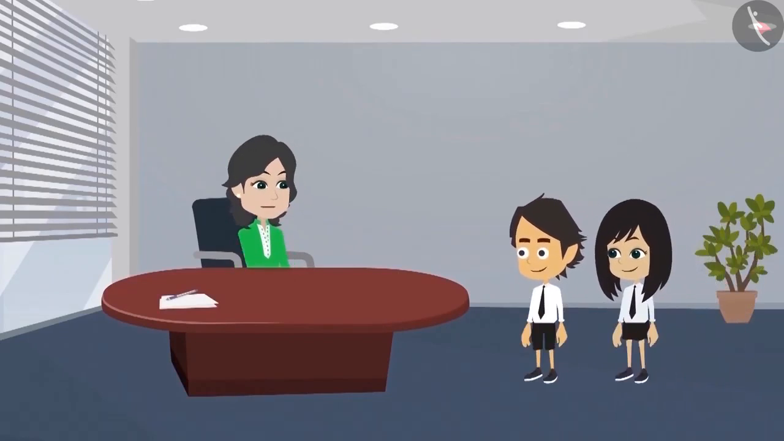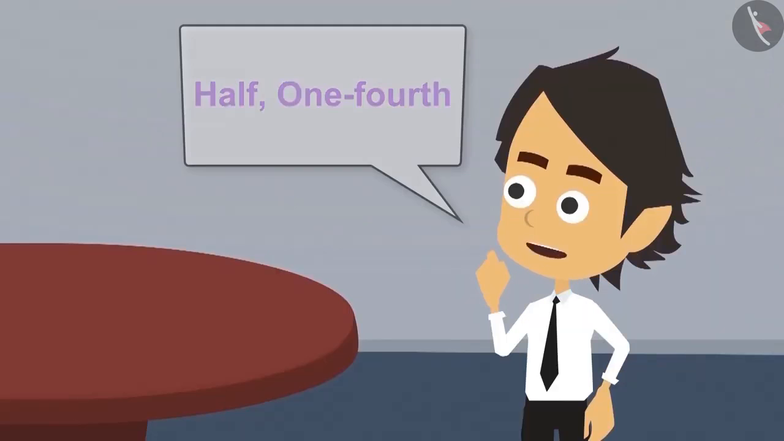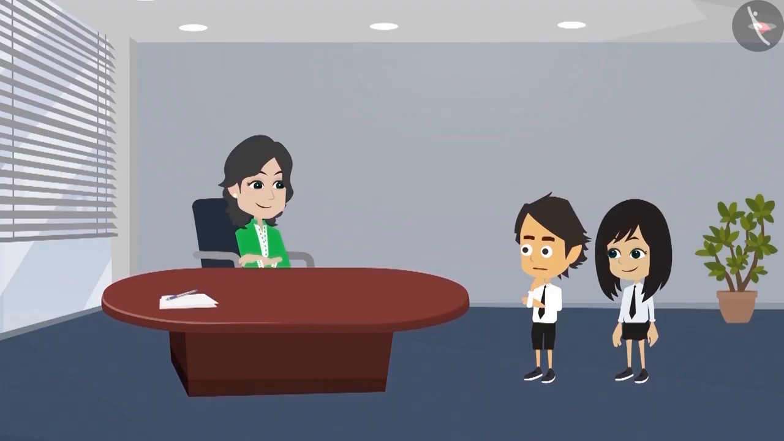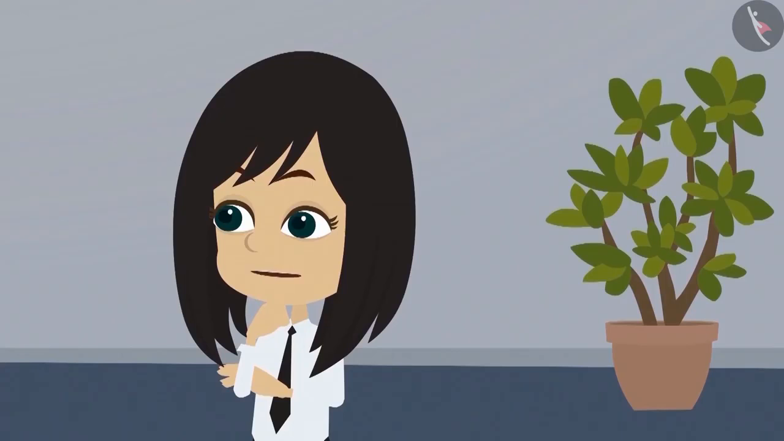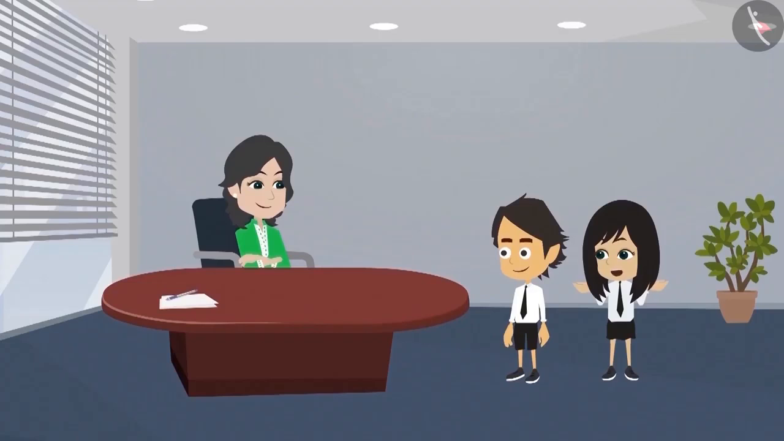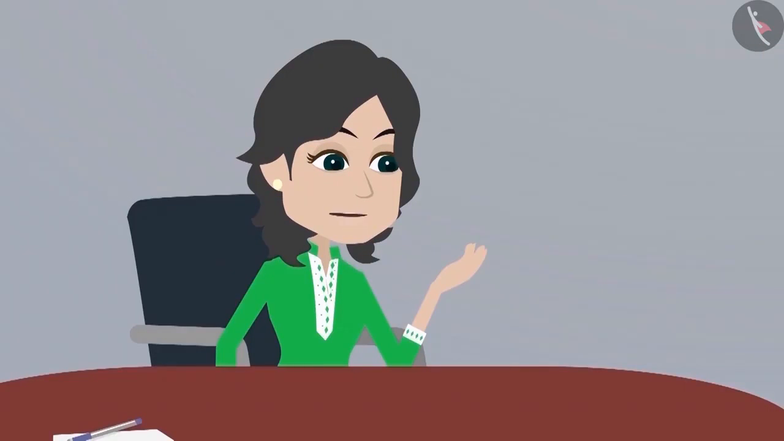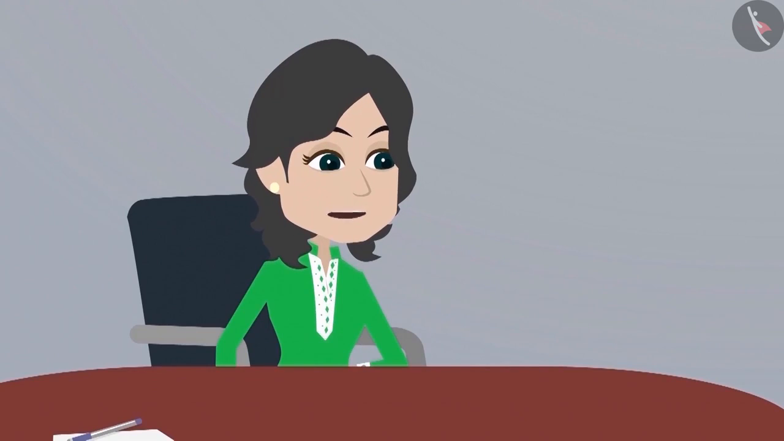Hello, ma'am. Hello, Neha and Ayushman. Tell me, what do you want to learn today? Madam, we want to know whether half and quarter are also numbers. Can you explain? Yes, Ayushman, these two are numbers. But half and quarter are written in words. If these are numbers, then why don't we write them in numbers? They are also written in numbers. Writing in digits also make it easier to add and subtract them.